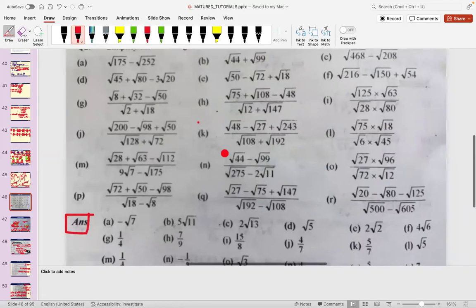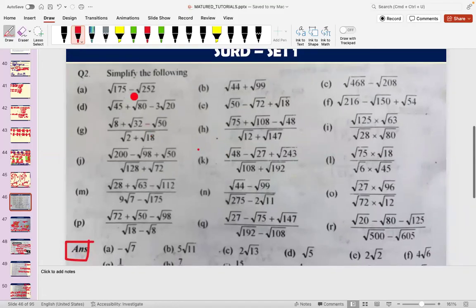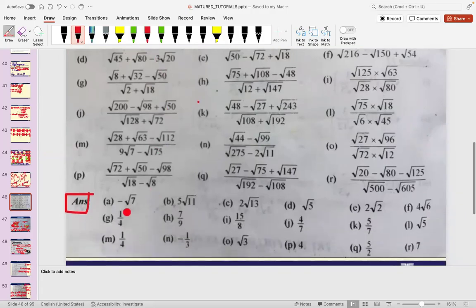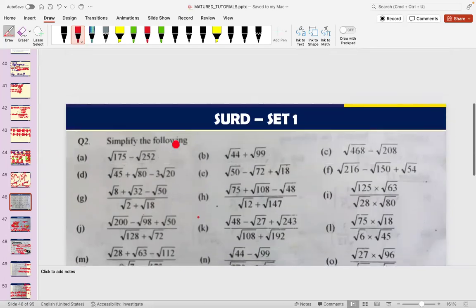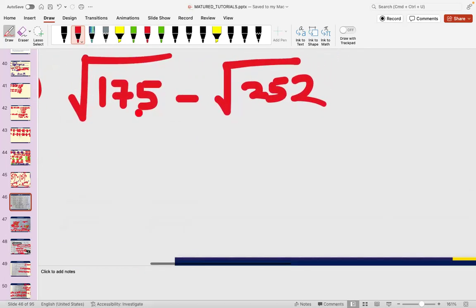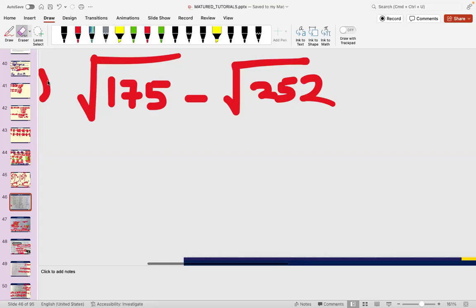Okay, so thank you for responding that it's in the group. We are doing square root of 175 minus square root of 252, and the answer should be -7 at the end of the day. So let's work it out. Now, what is the strategy? What is the first thing to even think about in tackling this problem? The first question you ask yourself is, what are you thinking about?